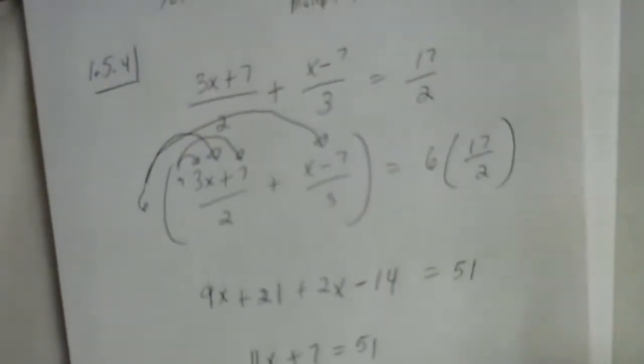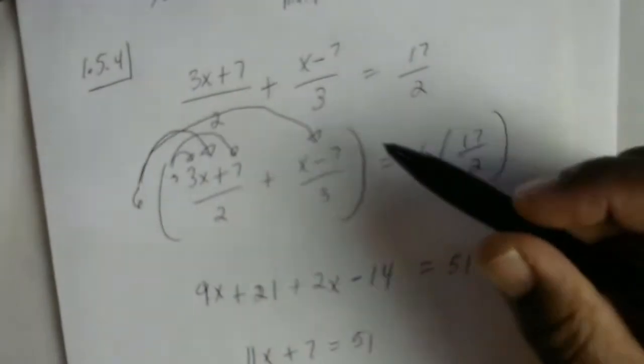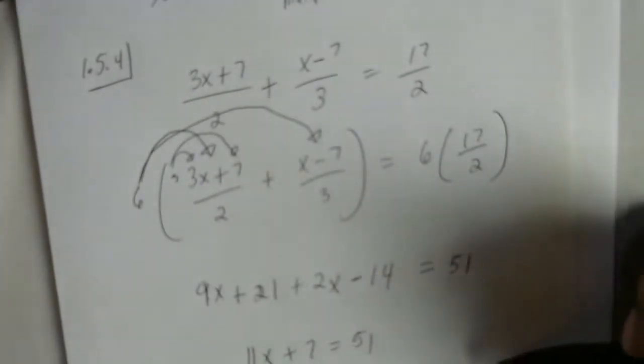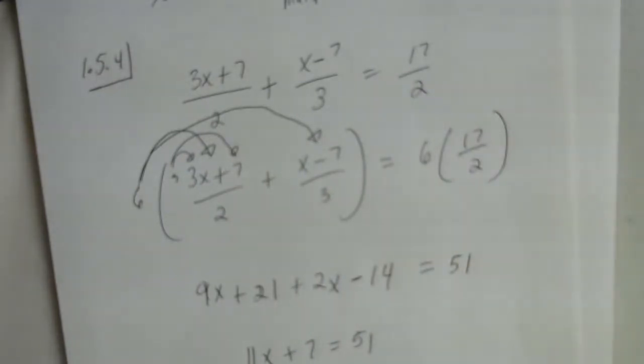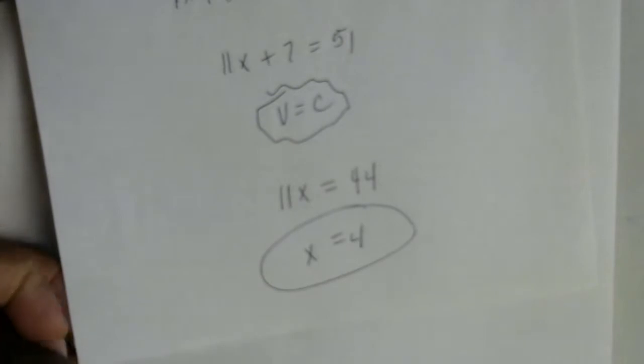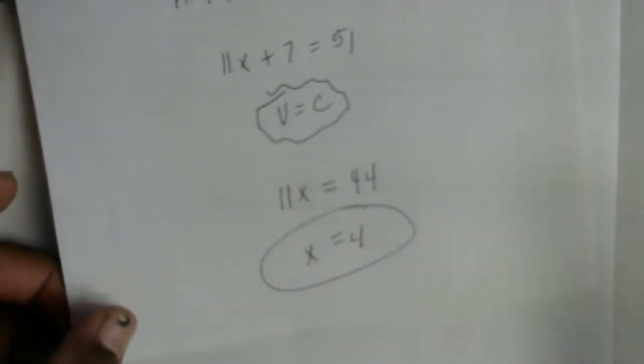All right, and here again, you can check this. You would just substitute x for 4, and both sides should equal 17/2. All right, so the solution here is 4. Any questions about the first two examples thus far?